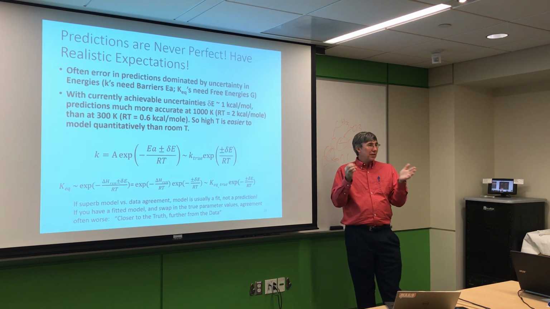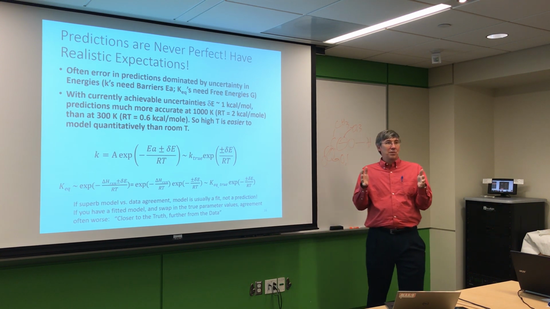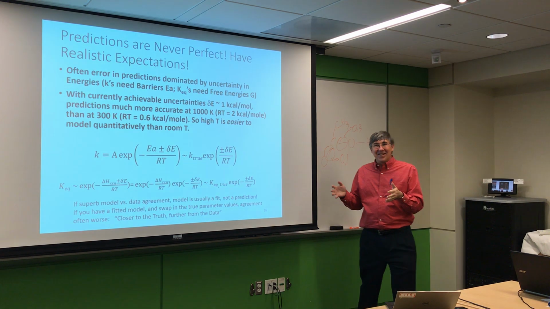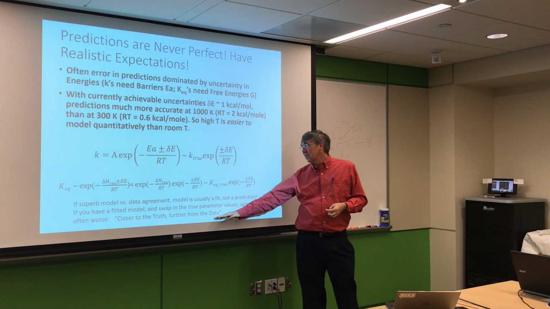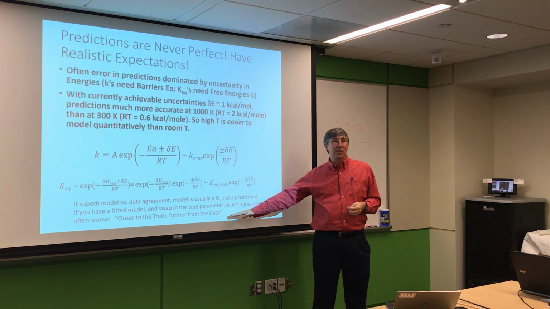But again, it's like the elephant's tail problem. Just because you can make the elephant's tail wiggle as you vary your parameter doesn't mean you really understand how elephants work, right? And so often what you'll find is this expression: closer to the truth, further from the data.